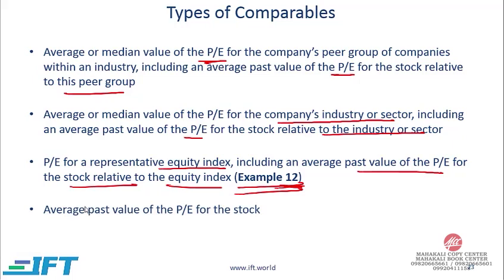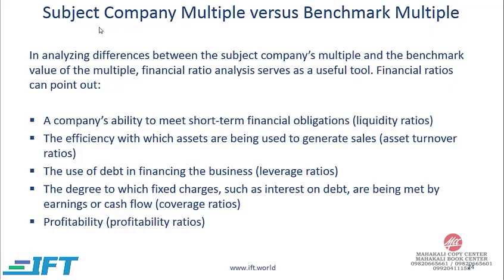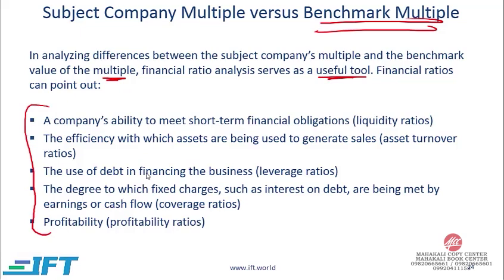And finally, you can also compare the PE of a stock, the current PE, with historical values of the PE for the same stock. So this essentially is a time series analysis. All right, next point. Subject company multiple versus benchmark multiple. So remember, the benchmark multiple mostly is coming from comparable companies or the industry. In analyzing differences between the subject company's multiple and the benchmark value of the multiple, financial ratio analysis serves as a useful tool. Financial ratios can point out several things, and again, these are items that you've also seen in FRA, but the core point is this.